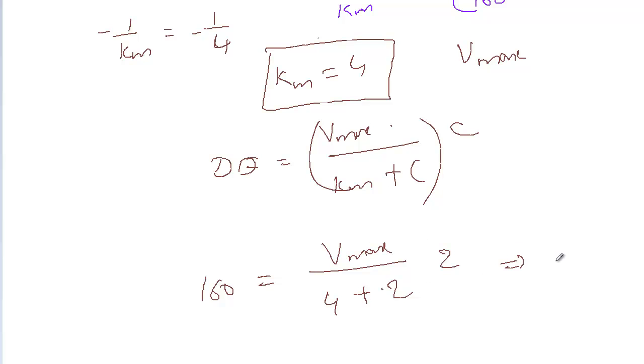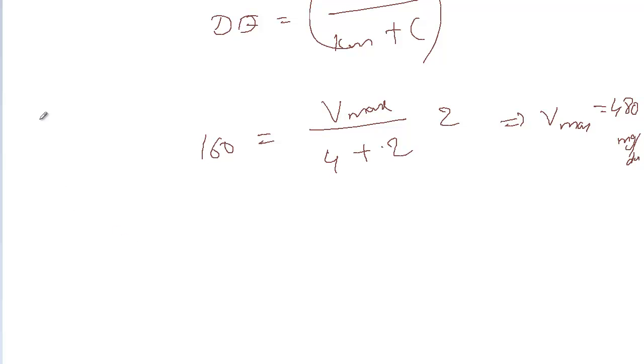If you solve for this, you'll get a Vmax value of 480. The units for this are mg per day, and the units for Km are mg per liter. So now we have Vmax, which is 480 mg per day, and Km, which is 4 mg per liter.